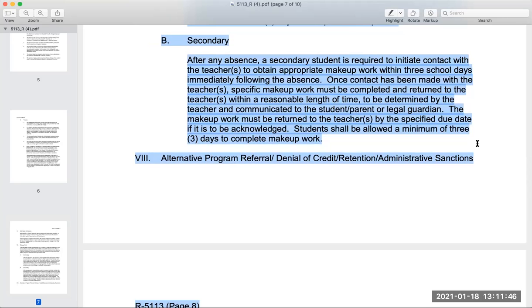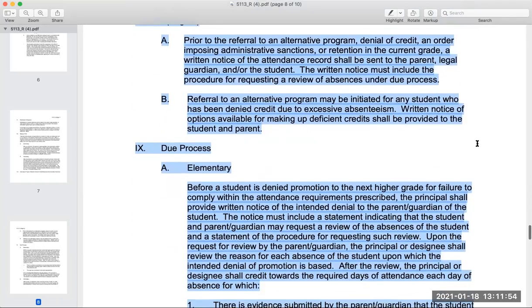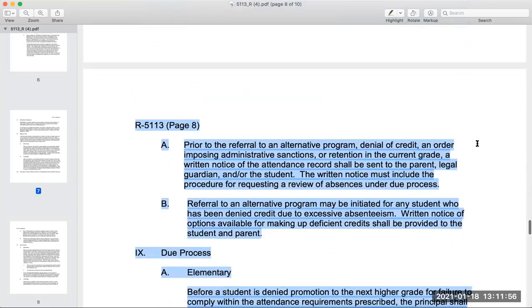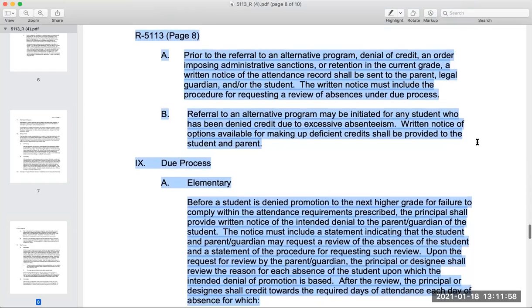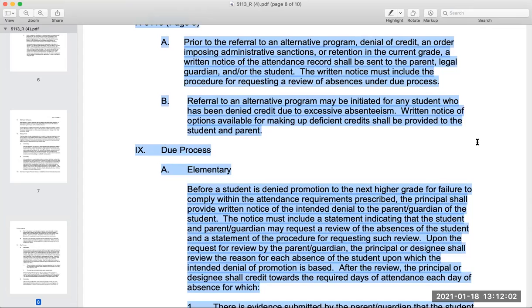VIII. Alternative Program Referral. Denial of Credit. Retention. Administrative sanctions are 5113, page 7. R 5113, page 8a. B. Prior to the referral to an alternative program, denial of credit, an order imposing administrative sanctions, or retention in the current grade, a written notice of the attendance record shall be sent to the parent, legal guardian, and/or the student.